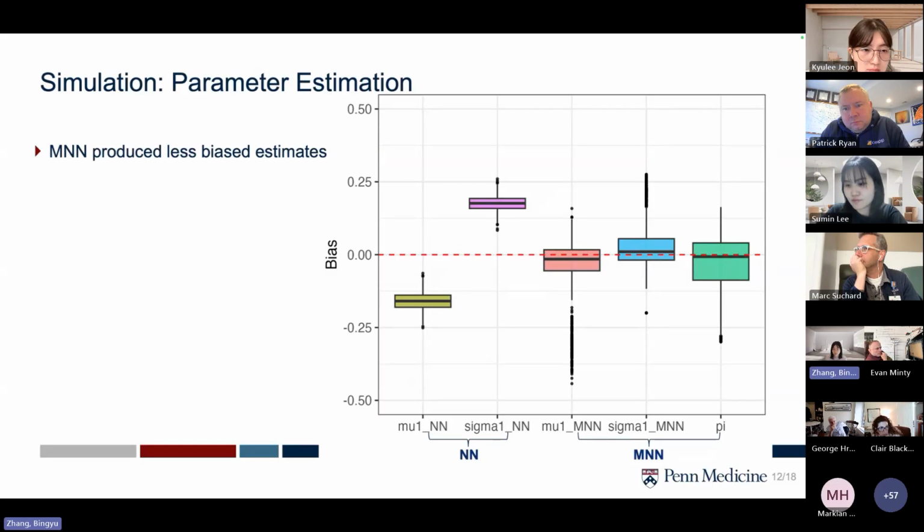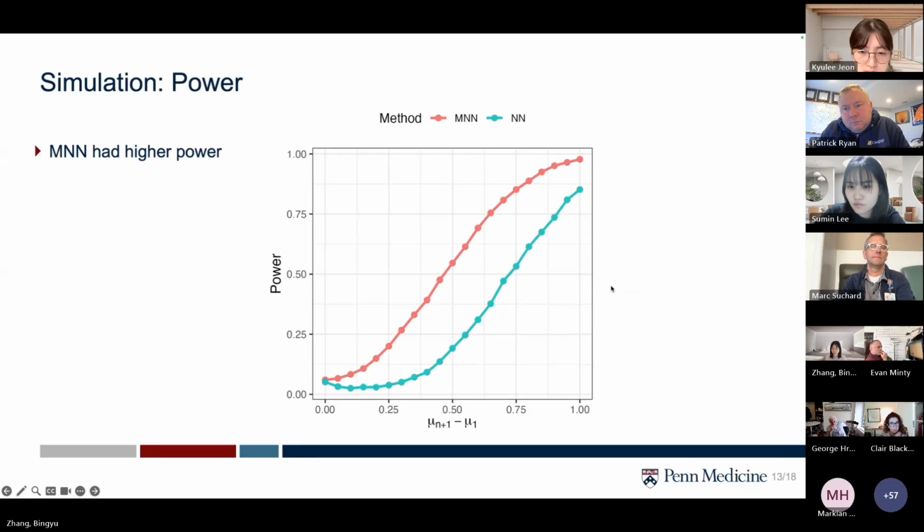For parameter estimation here, the first two are from the normal model, and the remaining are from the mixture model. We see the mixture normal model produces less biased estimates. Also, when we do have true non-null effects, we found that the mixture normal model has consistently higher power as the separation from the null increases.